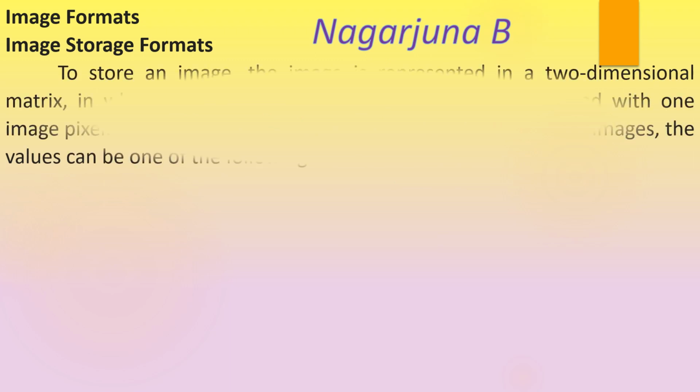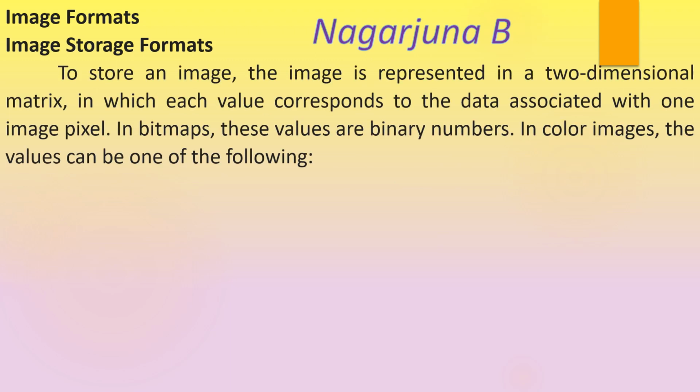Image storage formats, that means the format in which the images will be stored. To store an image, the image is represented in a two-dimensional matrix and each of the values in the matrix will correspond to data associated with one image pixel, and pixel is nothing but the smallest measurable unit of an image. The smallest addressable unit of an image is called a pixel.